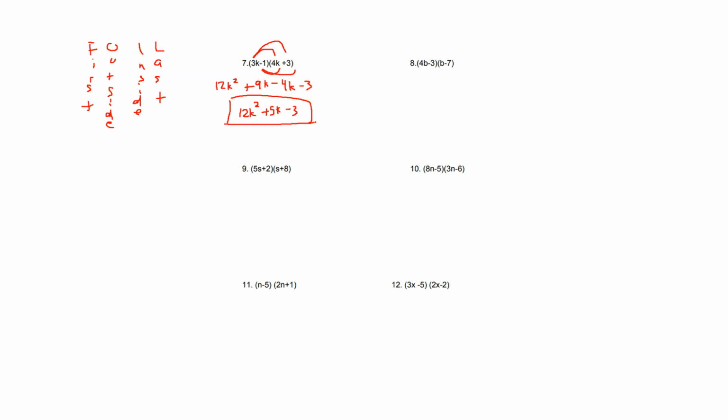Okay. And then number 8, we have the same thing, just use FOIL. So first, it becomes 4b squared, outside, negative 28b. And then inside, negative 3b. And last is plus 21. So this becomes 4b squared minus 31b plus 21. And that'll be your final answer for number 8.